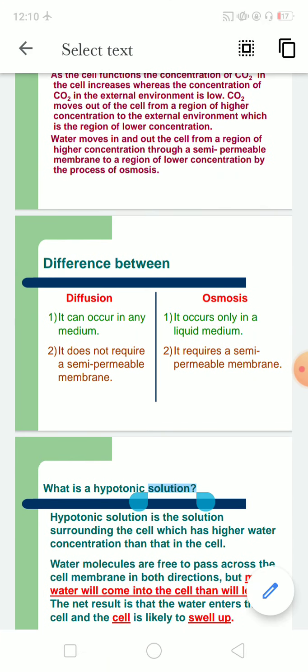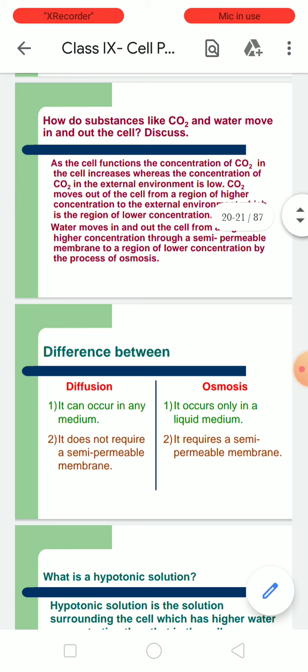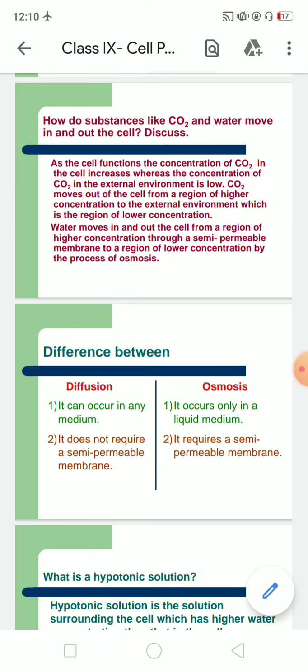Now the question is, how do substances like carbon dioxide and water move in and out of the cell? As the cell functions, the concentration of carbon dioxide in the cell increases. So when the cell starts to function, the concentration of carbon dioxide inside the cell increases, whereas the concentration of carbon dioxide outside the cell decreases.